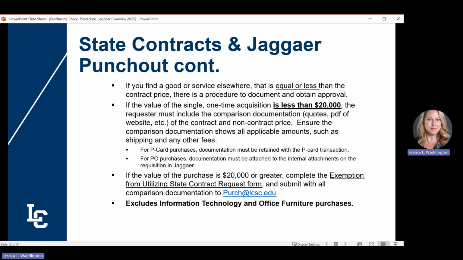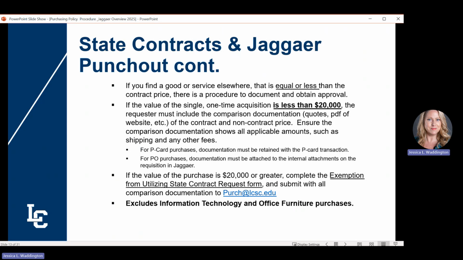The use of state contracts does have an exemption. For example, if you can find a good or service elsewhere that is equal or less than the state contract price, there's a procedure to document and obtain approval. If the value of that single one-time purchase is less than $20,000, the requester needs to include comparison documentation, quotes, a PDF of the website with the quote of the contract and non-contract price. Ensure the comparison documentation shows all applicable amounts. For P-card purchases, that documentation should be retained with the P-card transaction, and for PO purchases, the documentation needs to be attached to the internal attachments on the requisition in Jagger.